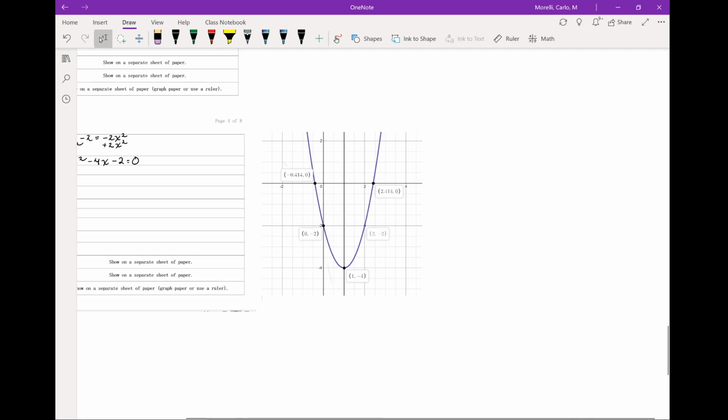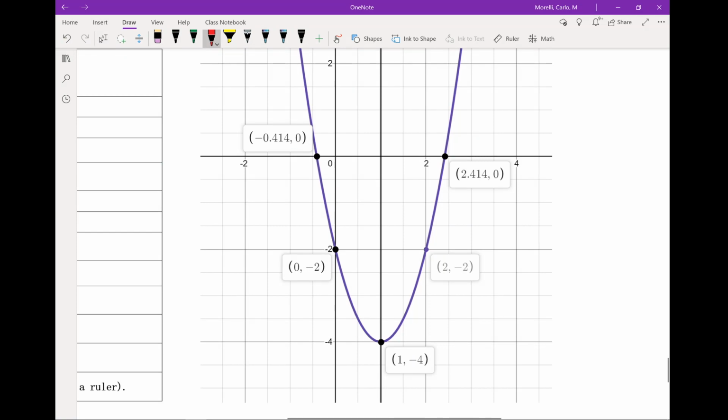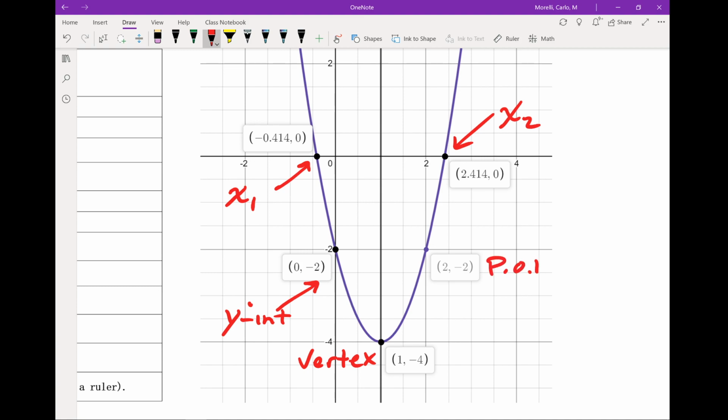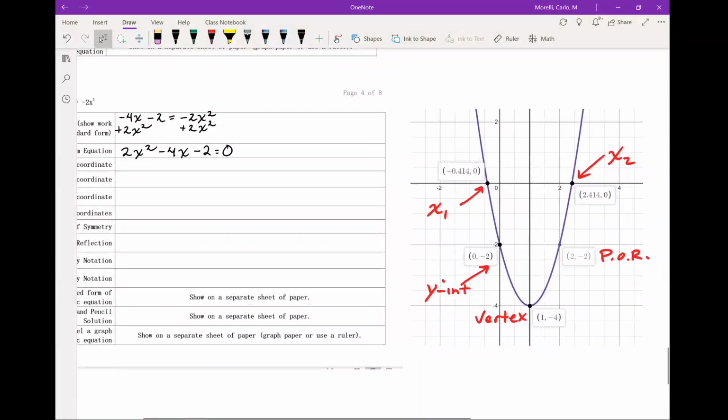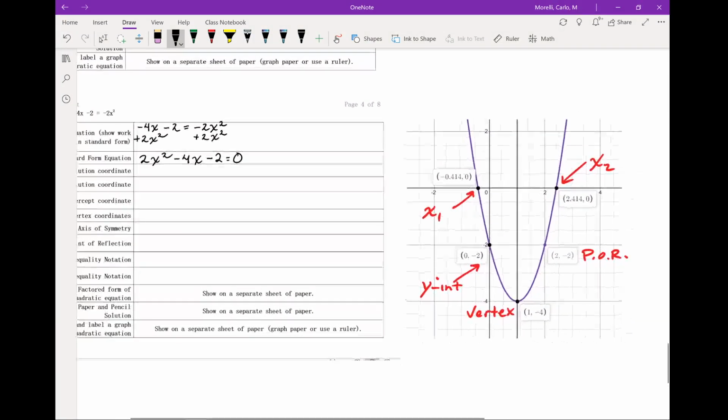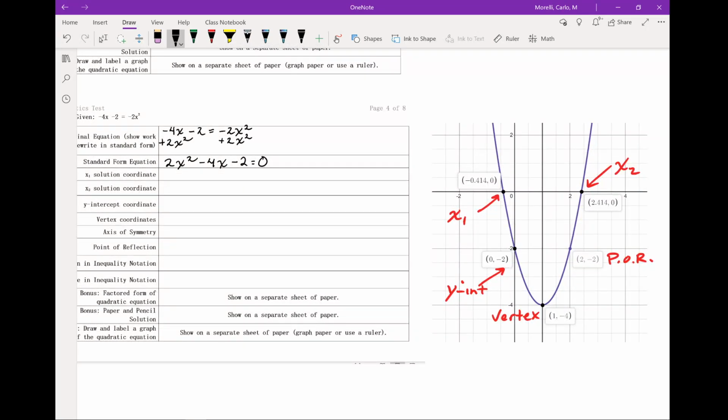So everything you need is on this graph right here, right now. So we've got here x1. We've got here x2. Here is the y-intercept. Here's the vertex. And here's the point of reflection. Anyway, I got it to load up on mine. So we'll put in the x solutions here. Negative 0.414, comma 0. And 2.414, comma 0.